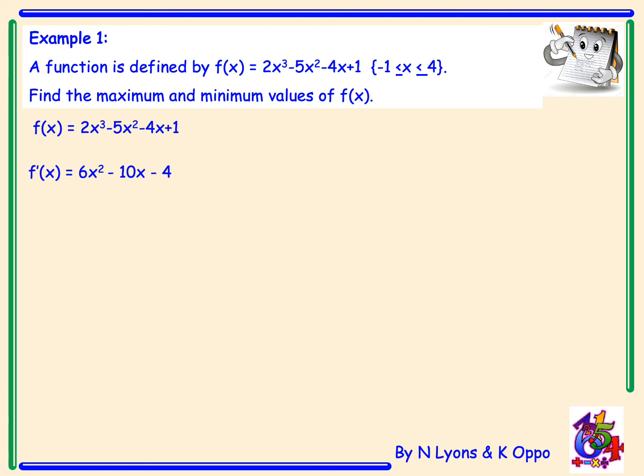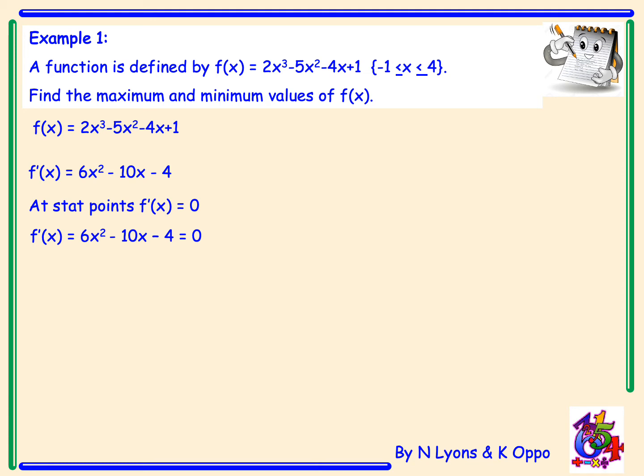and then we take the derivative. In this example we've got 6x squared minus 10x minus 4. We write down at the stationary points f dash x equals 0, derivative equals 0. So we equate the derivative equal to 0, and then we're going to solve it to try and find where the stationary points are. Now we have to solve 6x squared minus 10x minus 4.